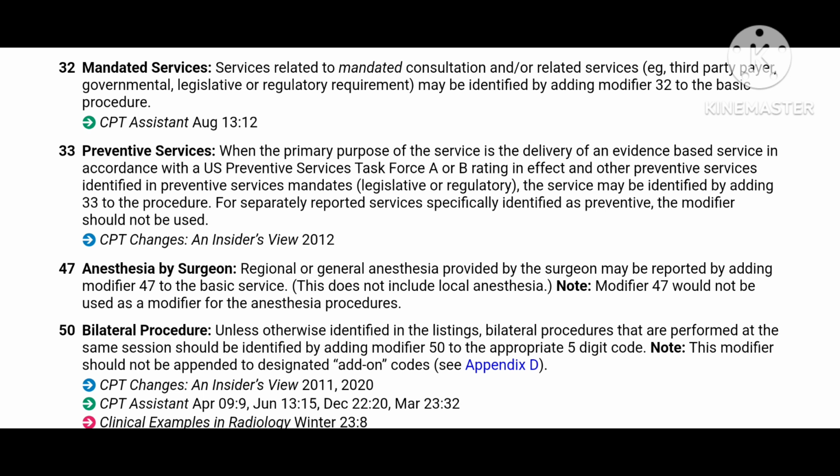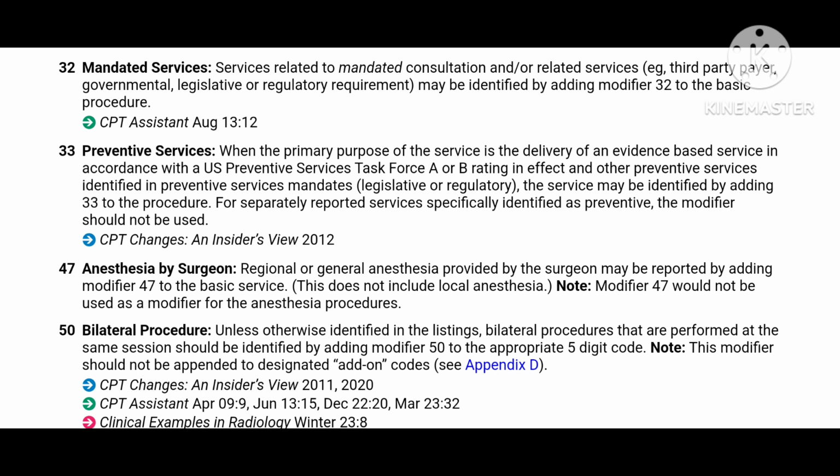This modifier 47 will be used whenever anesthesia is given by a surgeon himself. Usually, whenever a surgery is done, there will be a doctor who is doing the surgery, and there will be an anesthesiologist who is giving anesthesia. There will be two doctors, one anesthesiologist and one surgeon. But sometimes there won't be any anesthesiologist. Only the surgeon will give anesthesia.